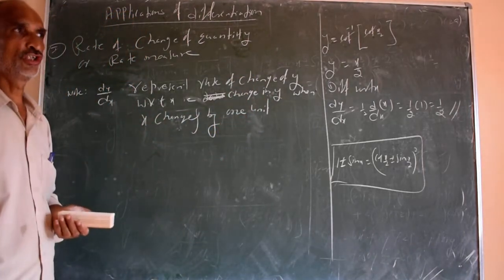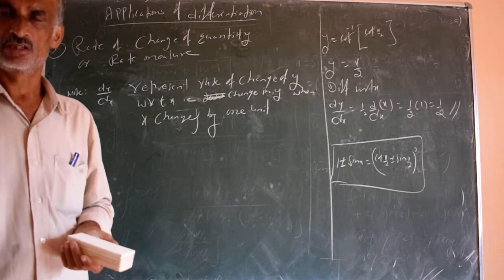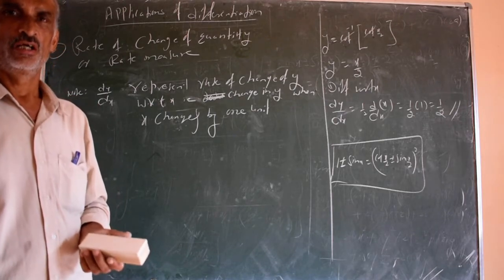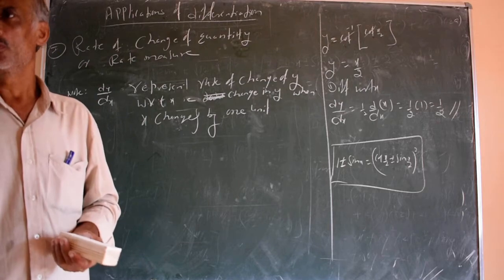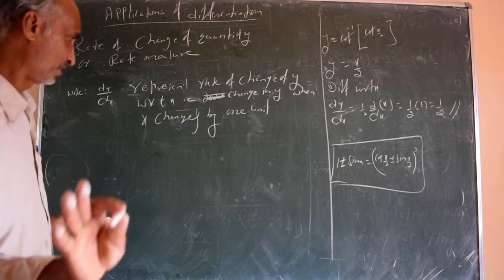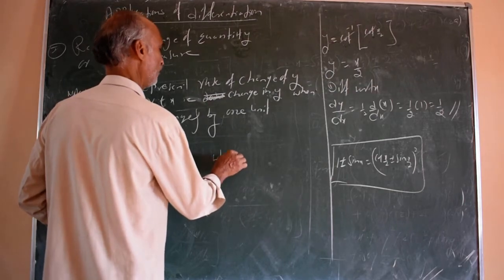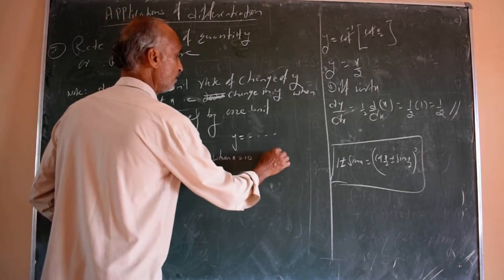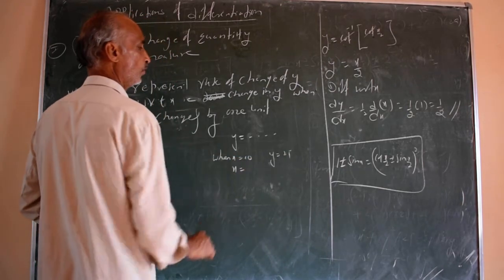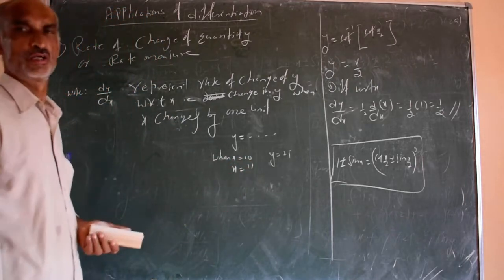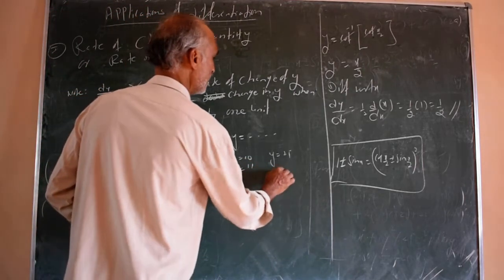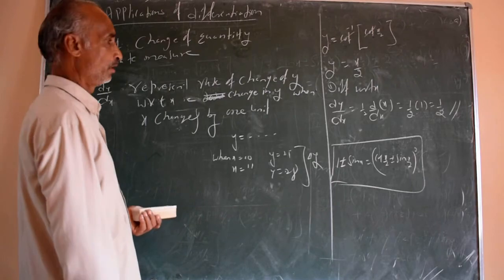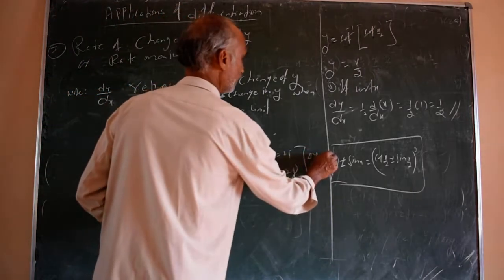Suppose x changes from 10 to 11. In that case, y changes by how much? Suppose y changes from 25 to 28, then the rate of change of y with respect to x is 3. For example, for a function y is equal to so and so, when x is equal to 10, y is equal to 25. When x changes from 10 to 11, y is equal to 28. Therefore, the change in y, let's call it delta y, is 28 minus 25, that is equal to 3.